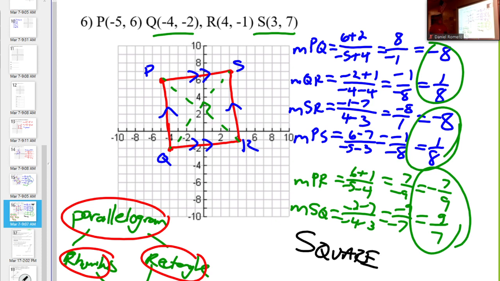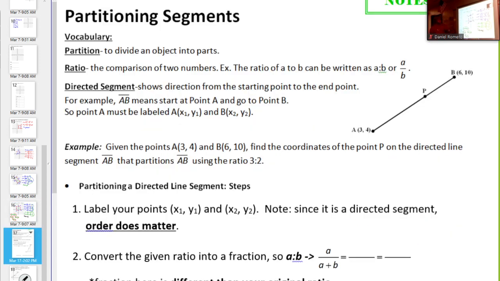Alright, this next page is kind of a reference sheet. I'll leave it there for you to go back and look at, but I just think you're gonna understand this better than this partitioning segments. I just think you'll understand it better if I just demonstrate it for you. So I'm gonna skip to the first example.